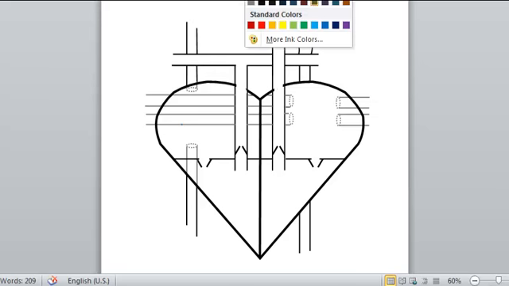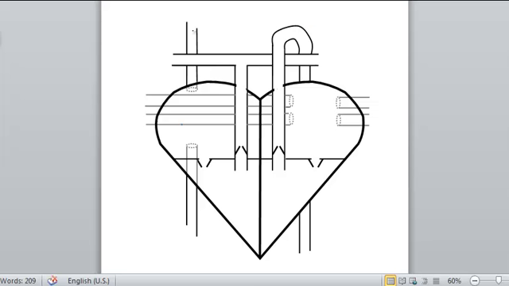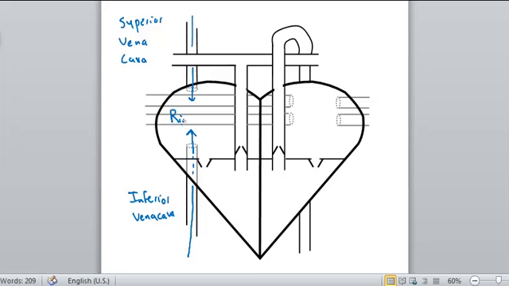Okay, so we're going to start with the right hand side of the heart, which collects deoxygenated blood coming down from the head and into the right atrium, and coming up from the body again into the right atrium. So from the head, that's your superior vena cava, and from the bottom it should be your inferior vena cava. So that comes into your right atrium.